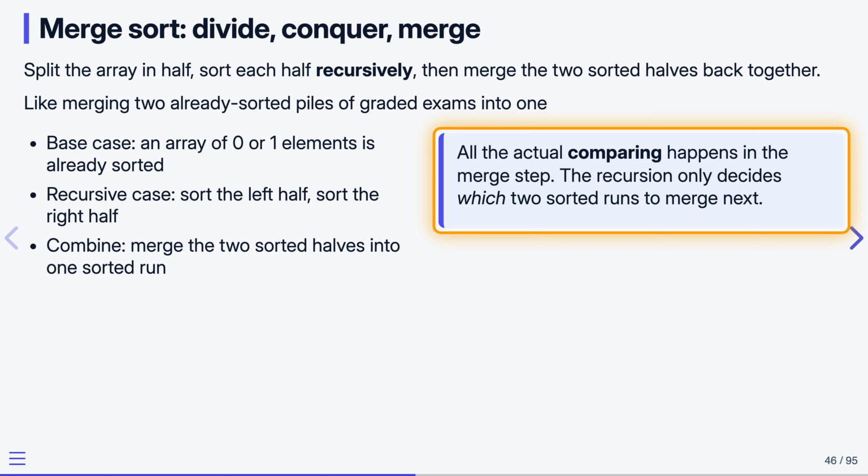The key idea is simple. All the real comparing happens in the merge step. The recursion only decides which 2 sorted runs to merge next.